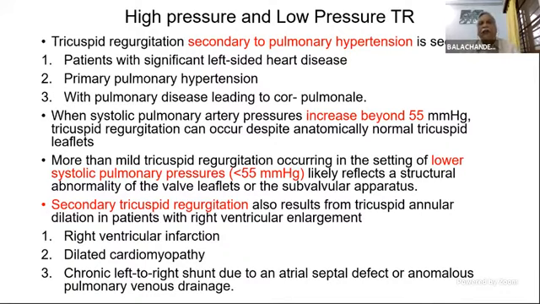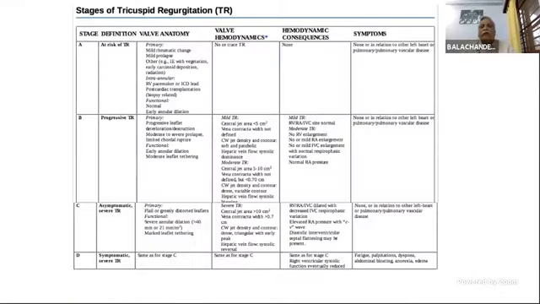Of course, there is a secondary TR. The first one is a primary TR. The secondary TR can occur in RV infarctions or dilated cardiomyopathy, etc. So the important thing is to remember the pulmonary artery pressure systolic of 55. Less than that is low pressure TR. Next slide.